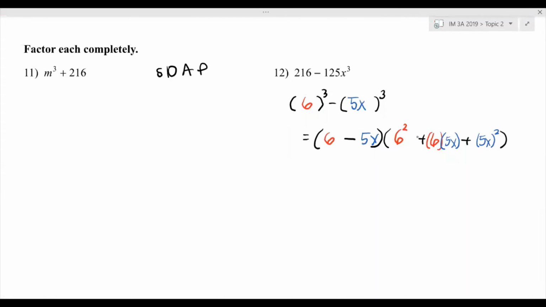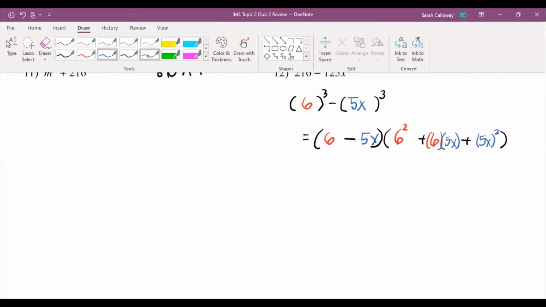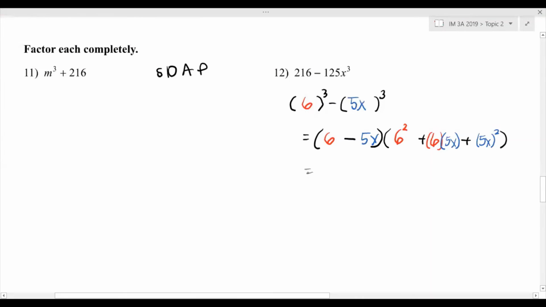So what we have to do for our answer is simplify. And so the binomial is always the same. So it's just 6 minus 5x. And then we want to simplify the trinomial. So 6 squared is 36. And then 6 times 5x is 30x, so plus 30x. And then 5x squared, remember we're squaring the whole thing, so 5x times 5x is 25x squared. And so that's a difference of cubes factorization.